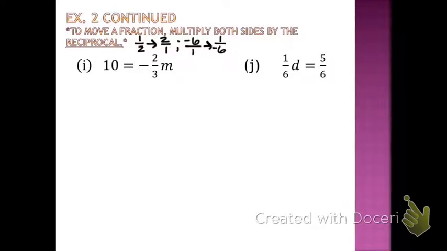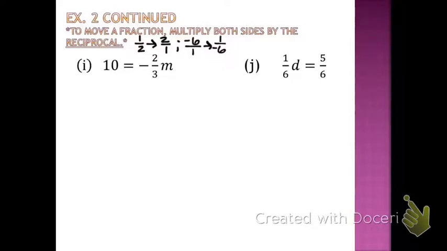Lydia, can you read letter I to us? All right, be careful. Give me the operation. I just didn't hear an operation in there. So 10 equals -2/3. There's nothing between the 2/3 and the m. So what operation is that? Multiplication. So how would we read it? So 10 equals -2/3 times m. Again, I've got to recognize that this is a multiplication problem.